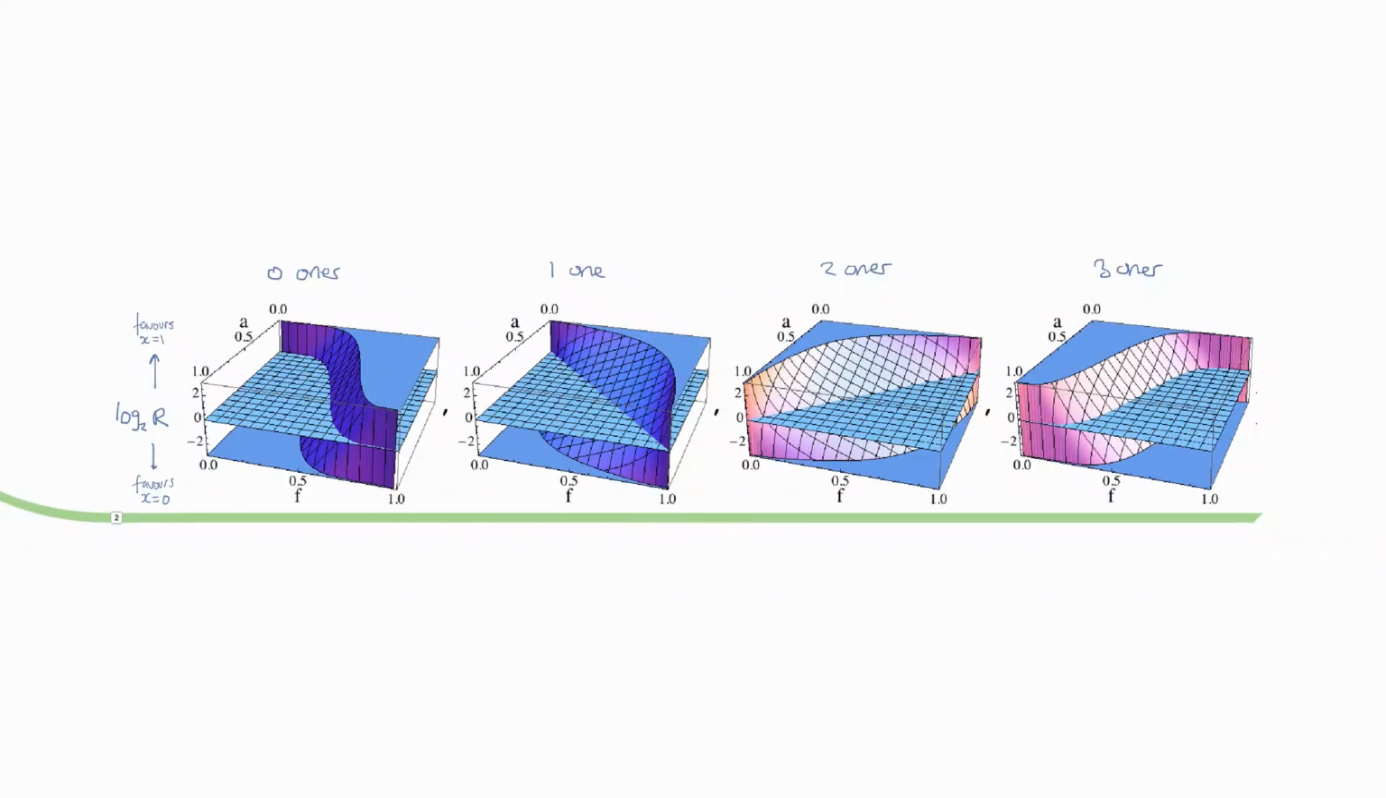So for A equals a half, we're sitting midway along these directions. And for f equals small, we're sitting down this end of the graph. So you can see if you see no 1s, it would suggest you should interpret the symbol as 0. If you only see a single 1, again, you should interpret it as a 0. If you see 2 1s, you should interpret it as a 1. And if you see all 3 1s, you should definitely interpret it as a 1.